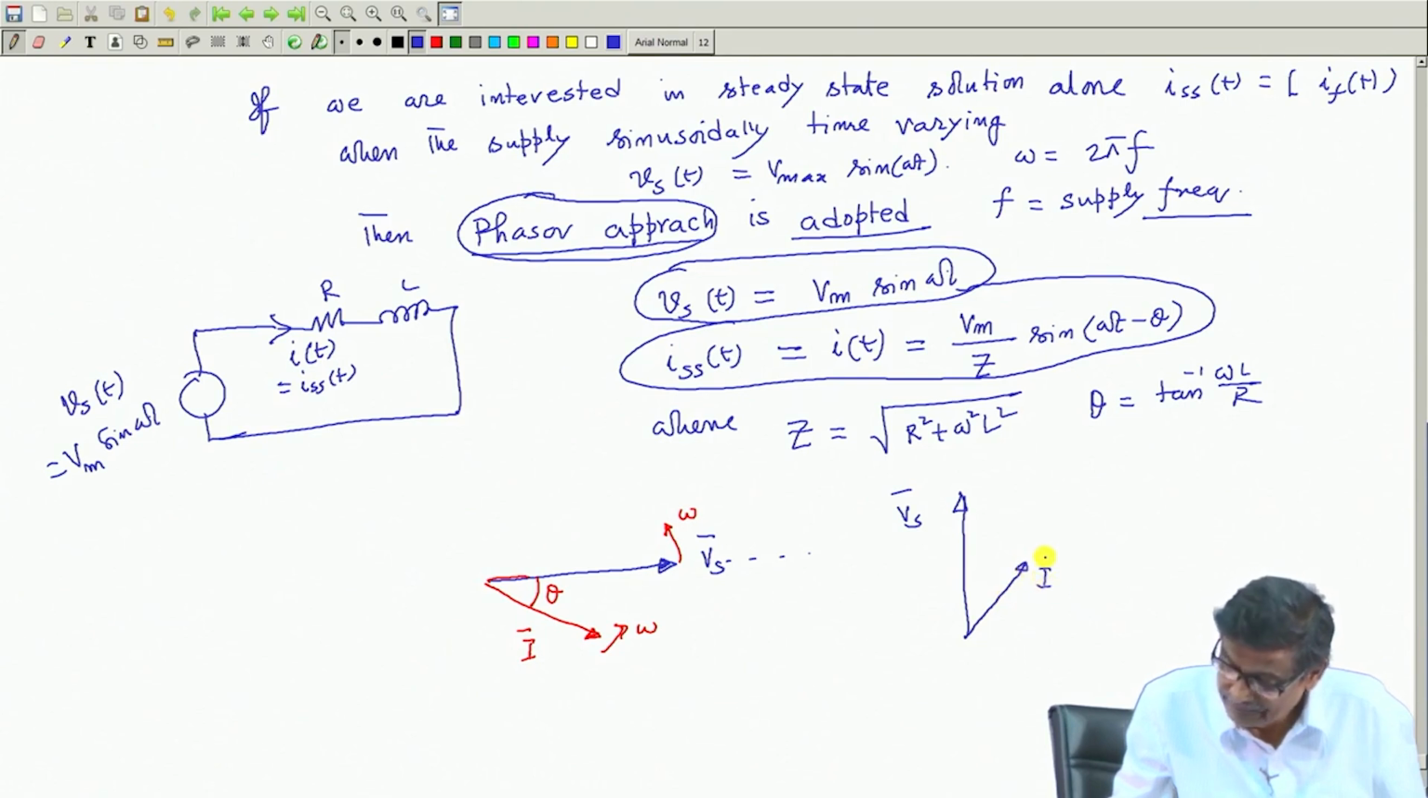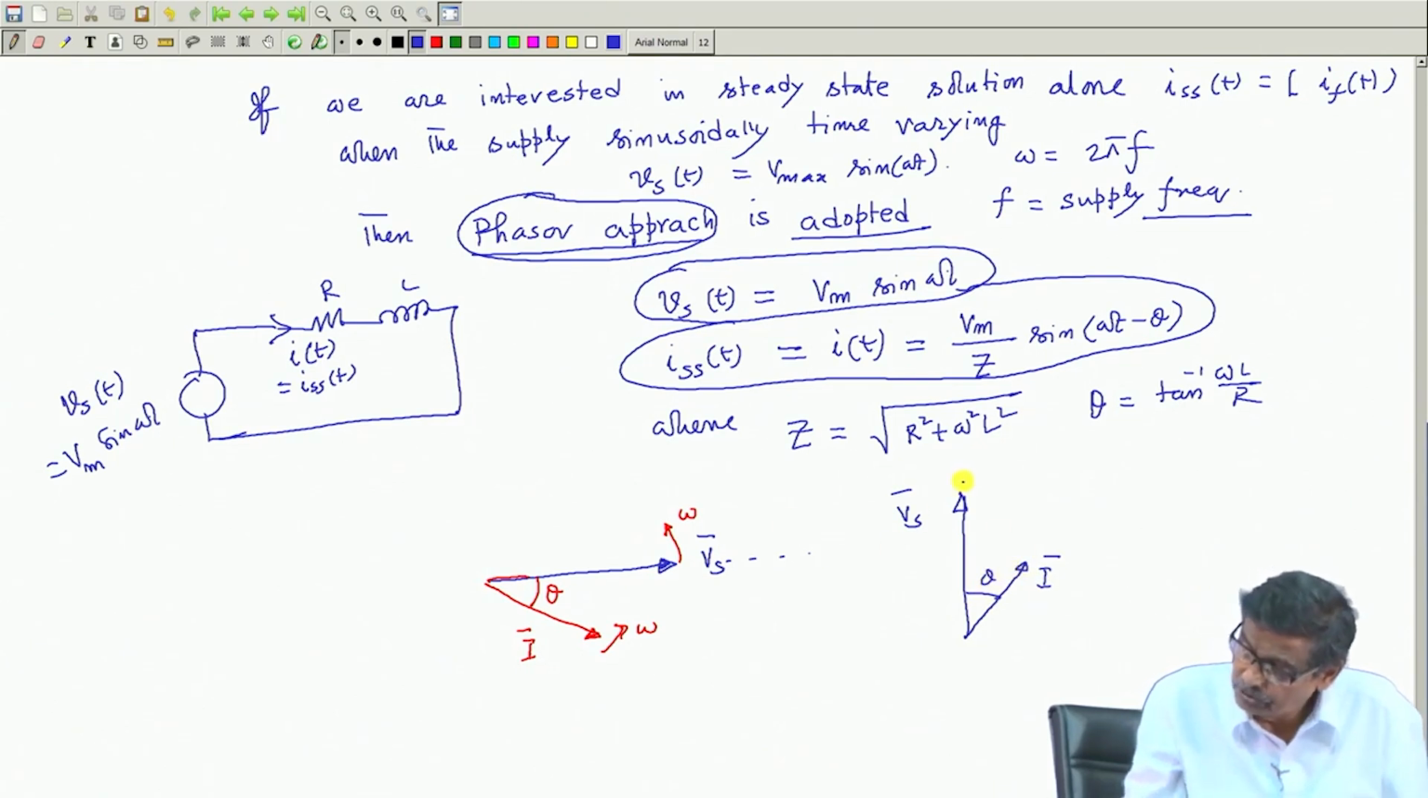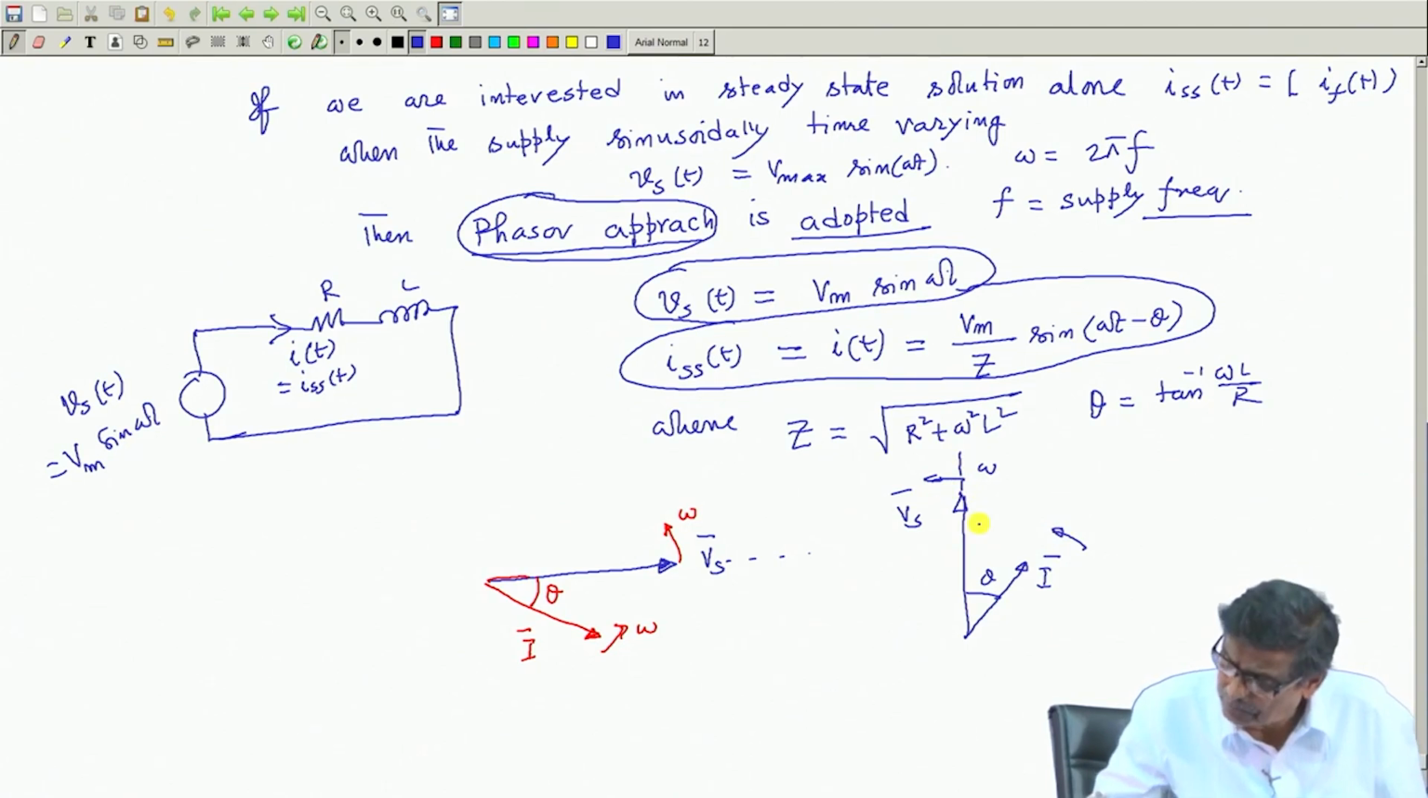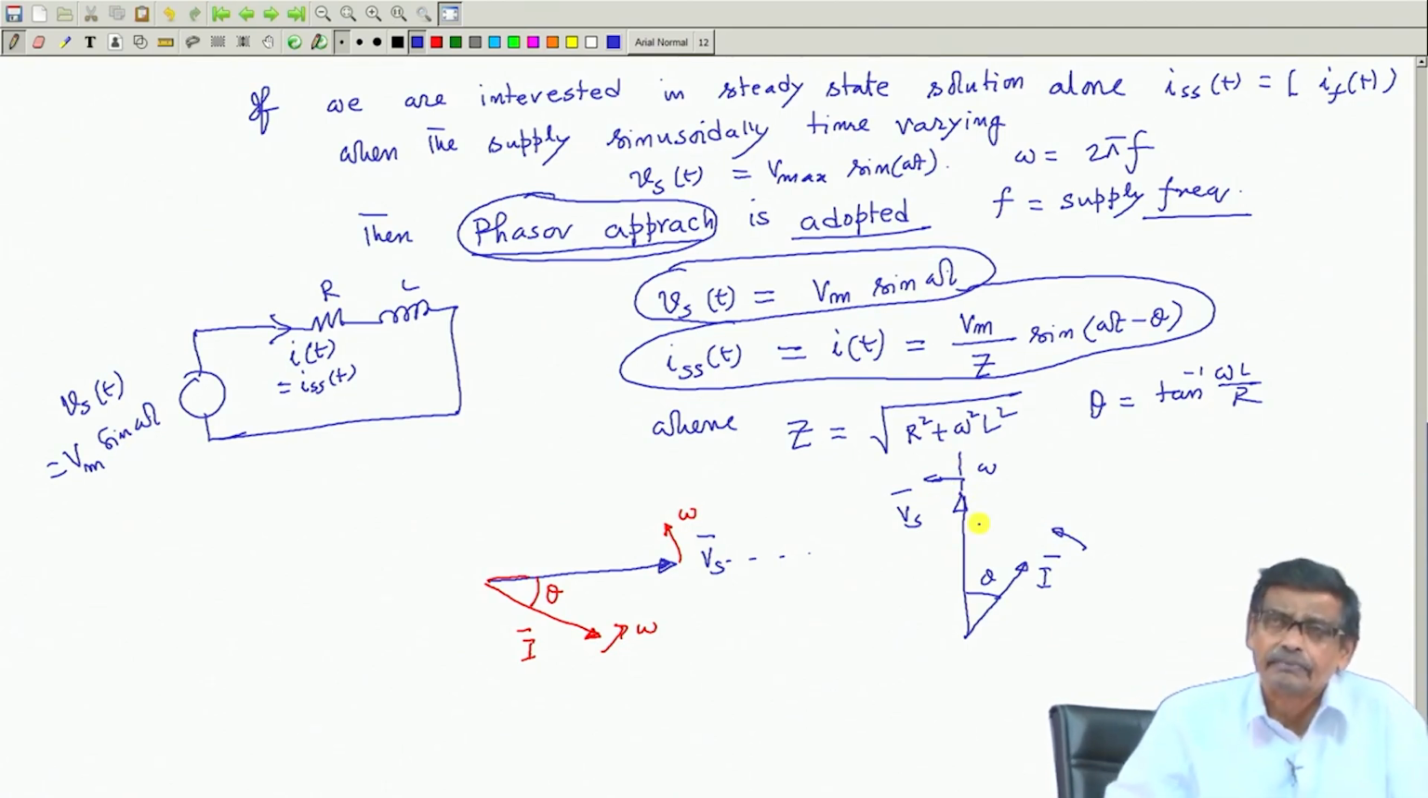I bar, this is theta. Both of them are moving with omega. So, this is the beauty. Then I will take this as the reference, vertical, and that component I will take there.